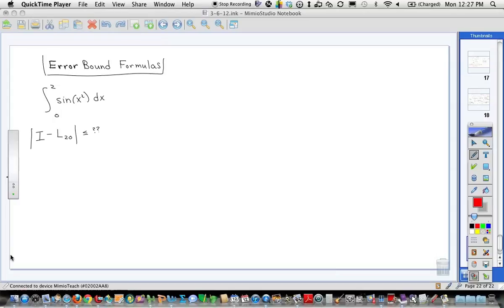All right, and then we'll talk about midpoint and trapezoid, because they're a little different. Okay, what's the max error for 20 midpoint rectangles to this thing? And how many rectangles would it take to guarantee us 6 decimal place accuracy or whatever, based on this? That's our goal today, is to come up with these formulas. I think it's important for you to see it and think about it and see where it comes from.